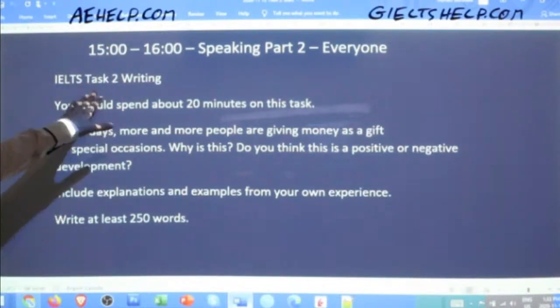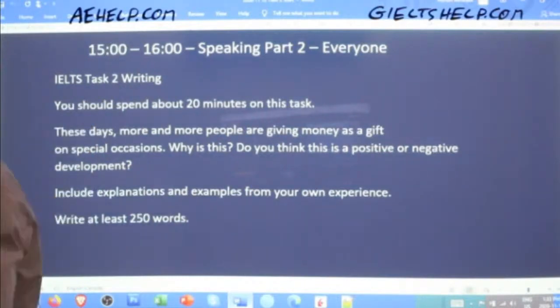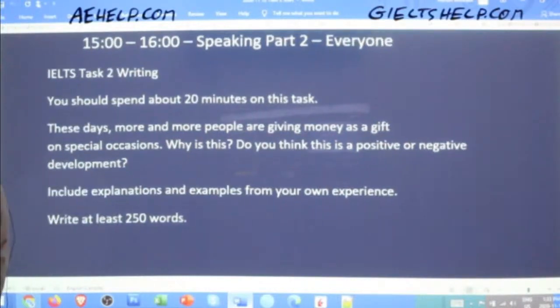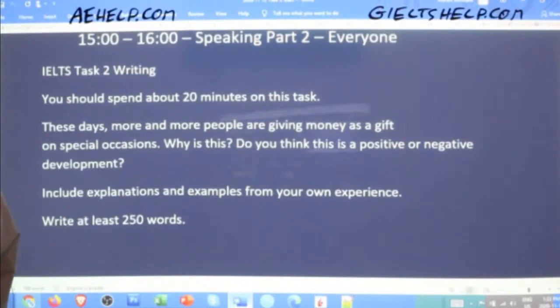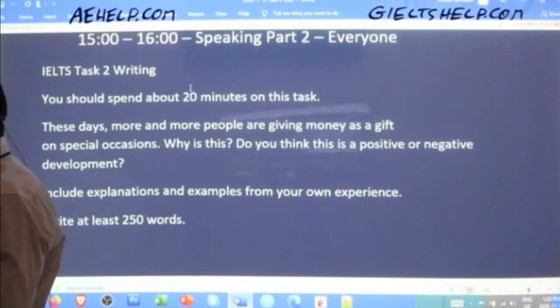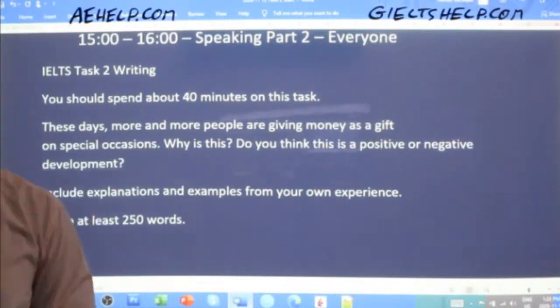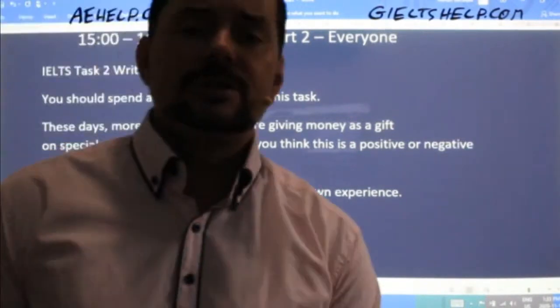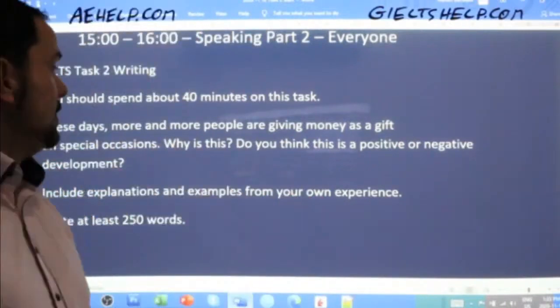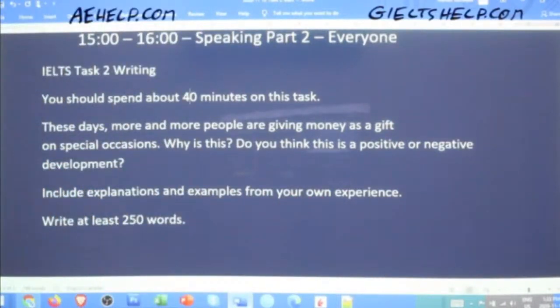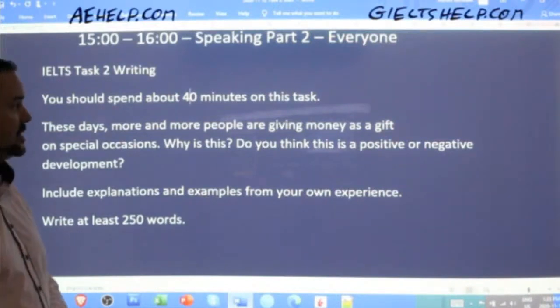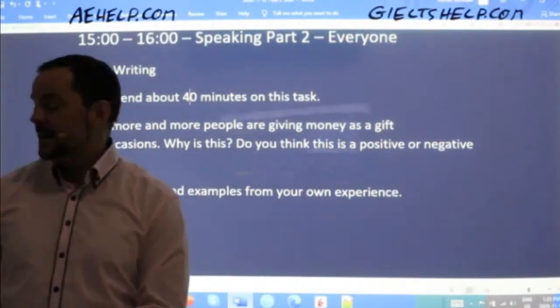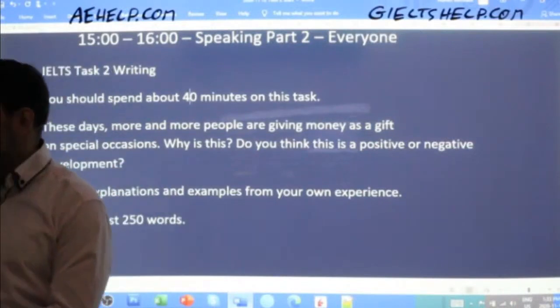This is IELTS Task 2 writing. You should spend about 20 minutes. Sorry, no, it's Task 2. You should spend 40 minutes on this task. It's worth 2/3 of your marks, so you spend 2/3 of the time of the 1 hour on this task. So it's 1 hour for the writing section, 20 minutes is Task 1, 40 minutes is Task 2. Always start with Task 1 and then Task 2. So spend 40 minutes on it.